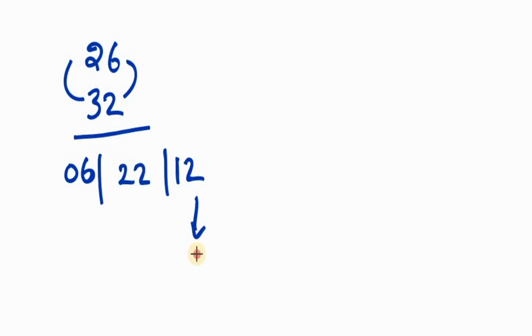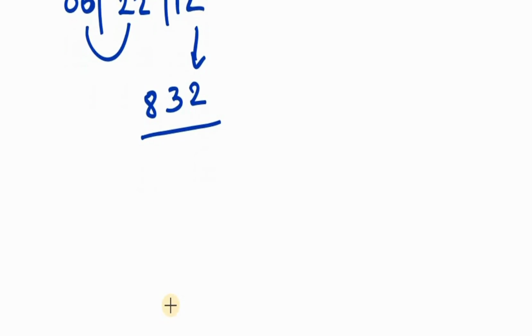2 as it is. 1 and 2 I will get 3. 6 and 2 we will get 8. 832 is the answer. So let us solve one more problem. So what is the one more problem we will get is 38 into 42.